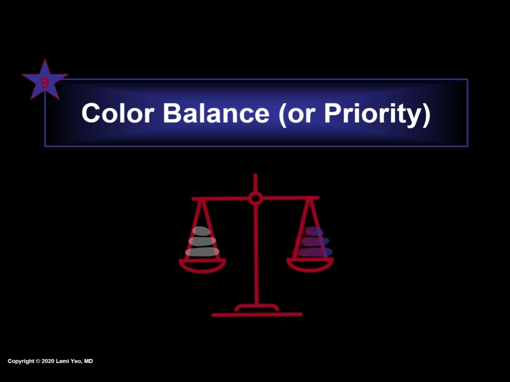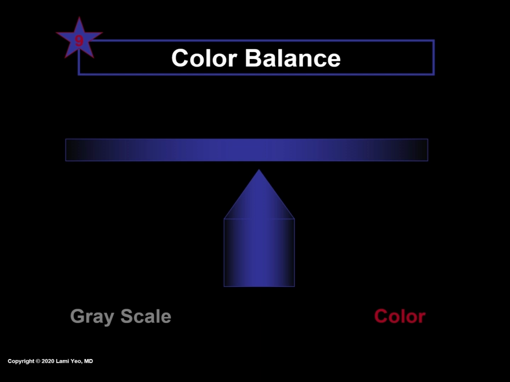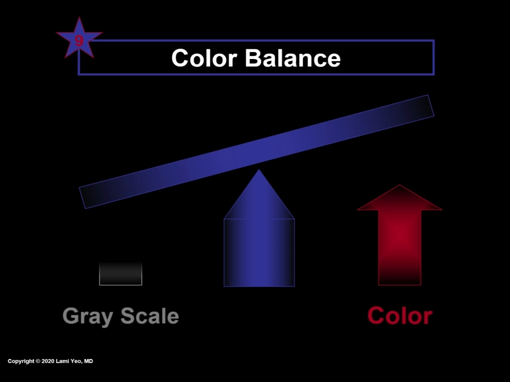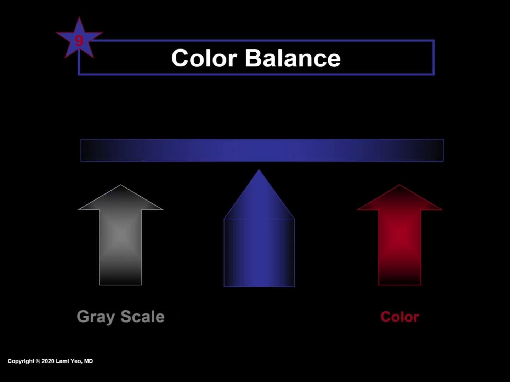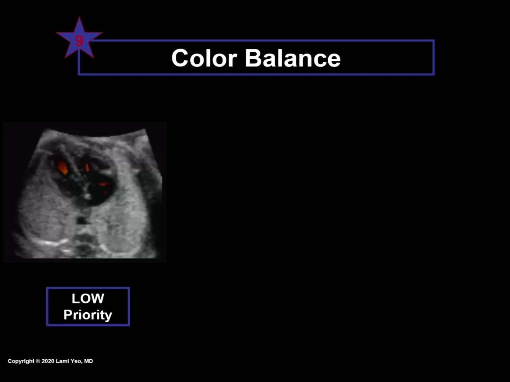The last color Doppler setting to review is color balance or priority. As the name implies, color balance or priority controls the amount of color displayed on the image over bright gray echoes. In other words, color priority versus grayscale. The amount of color Doppler versus grayscale information on the image can be adjusted by the operator.